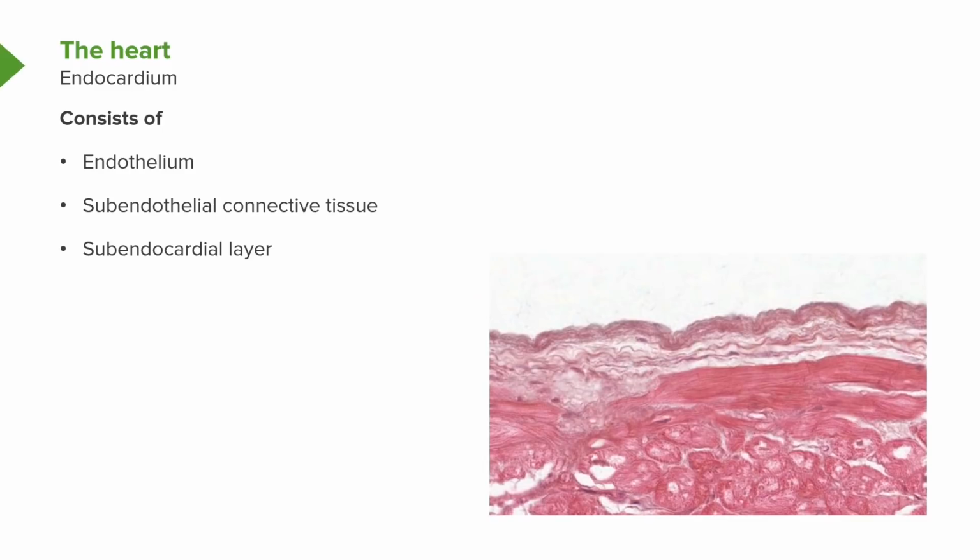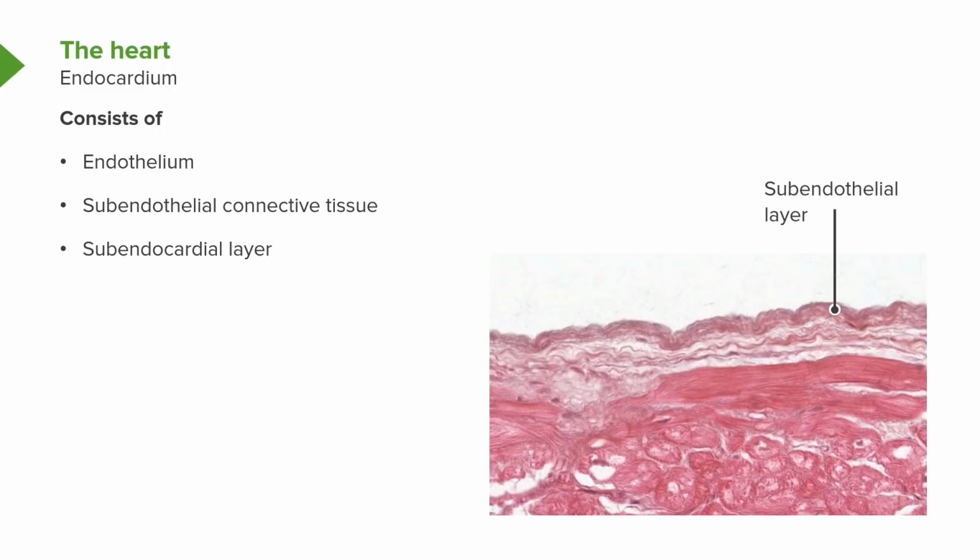So have a look at the epithelium of the heart lining here, endothelium. It consists of a squamous epithelial cell lining, as I mentioned before. And that squamous epithelium sits on a subendothelial layer of connective tissue. It's a very thin layer of supporting connective tissue, similar to a lamina propria in other organ systems.